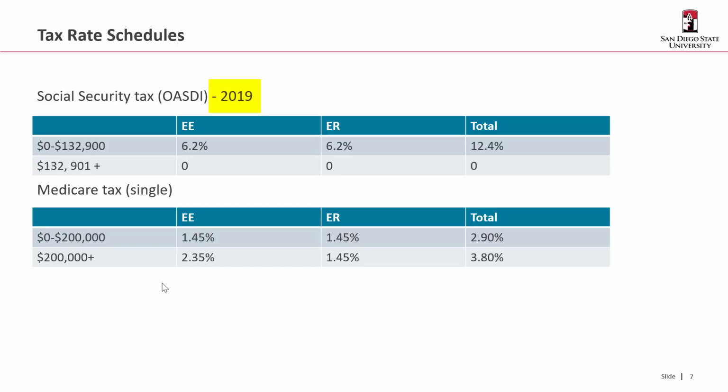For 2019, what happens is this number increases. So this is called the FICA cap, and it's the amount at which Social Security tax applies, because you can see it goes to zero after you crest that dollar amount. So in 2019, the FICA cap is going to increase to 132.9.